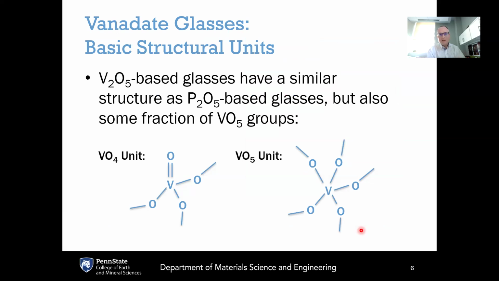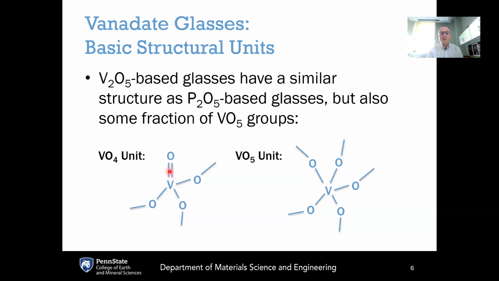Now, vanadate glasses start off with a very similar structural unit as phosphate glasses. So vanadate is V2O5. Vanadium is a 5+ cation. And because of the 5+ cation, it can start off with this initial unit of the VO4 tetrahedron with 3 bridging oxygens and 1 doubly bonded terminal oxygen.